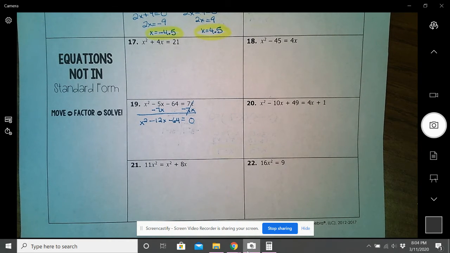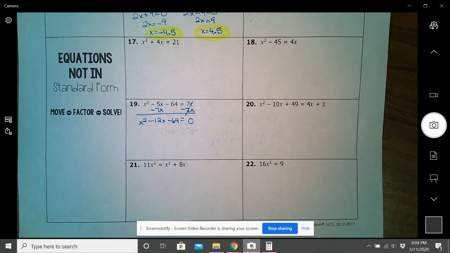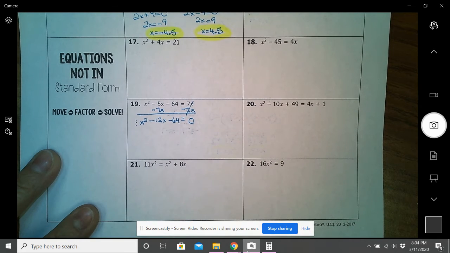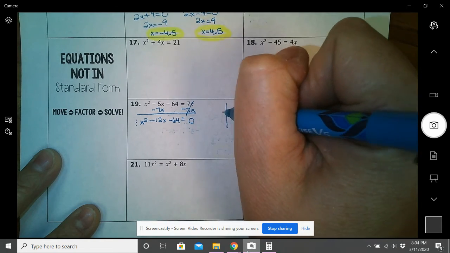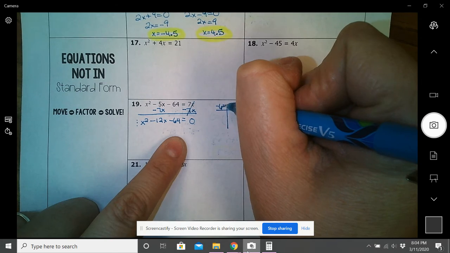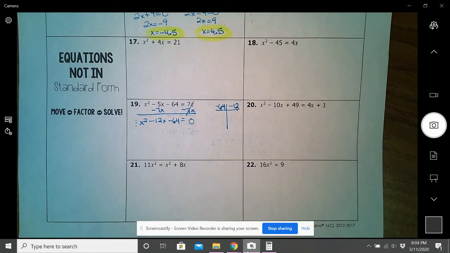So what's left here is a trinomial, which means I'm going to need my product sum chart. I'm very lucky because this trinomial has a coefficient of 1 out front, which is great. So I know it's going to be a bit of a shortcut problem. A times C would make negative 64, and B is negative 12. So I'm thinking of two things that multiply for negative 64, but add for negative 12.